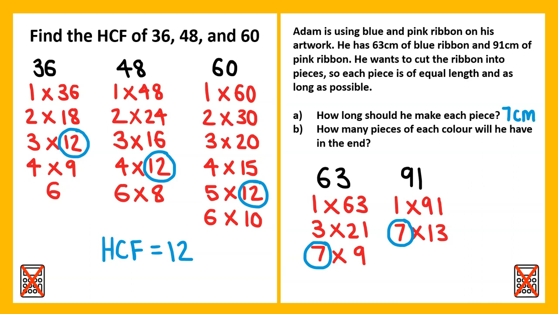For the second part of the question, we need to write down how many pieces of each color he will have at the end. For this, we can just look at the cofactor, or the number that goes with 7. So cutting 63 centimeters into equal pieces of 7 centimeters will leave you with 9 pieces at the end. So 9 blue. And then cutting the pink into 7 centimeters would leave you with 13 pieces.